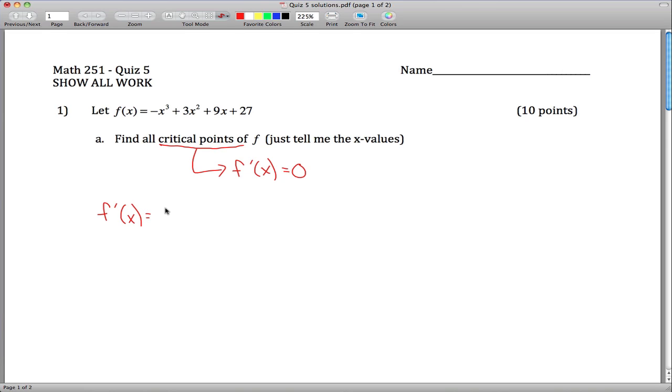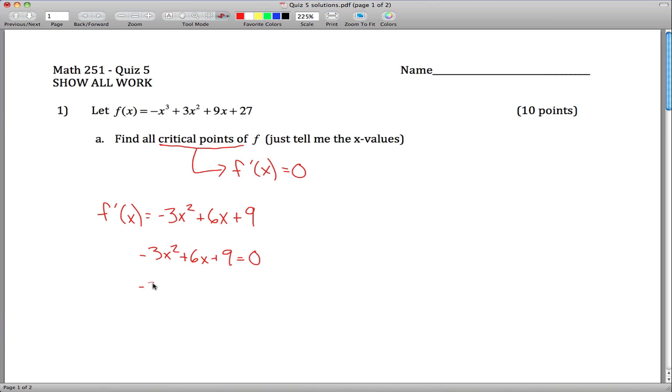The derivative of negative x cubed is negative 3x squared plus 6x plus 9 plus 0. So here's our derivative right here. Critical points come when this thing equals 0. We've got to solve this. There's a few ways to solve it.